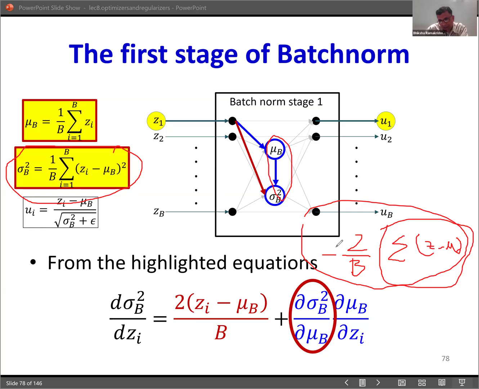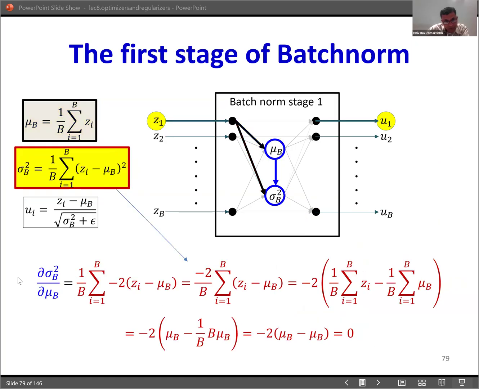Anybody? What does subtracting mu from z do? Zero. When I subtract mu from every z, what am I doing to the entire set? What am I doing, guys? Center it, right? So what does the summation become? It becomes 0. So that means this term becomes 0.